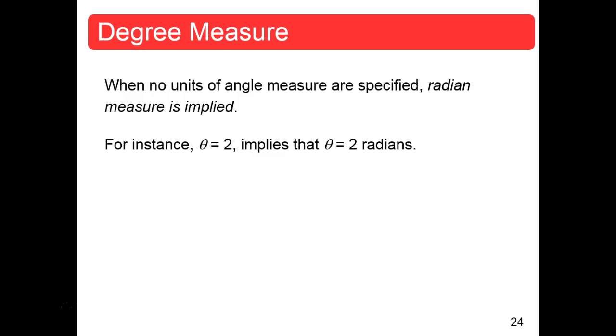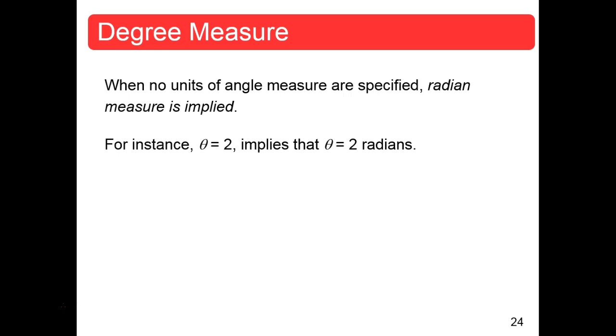Now, but before we do, let's do this. When no units of an angle measurement are specified, you assume that implies radians. So if you do an angle of 125, that's not 125 degrees, that's 125 radians, which is round and round and round.